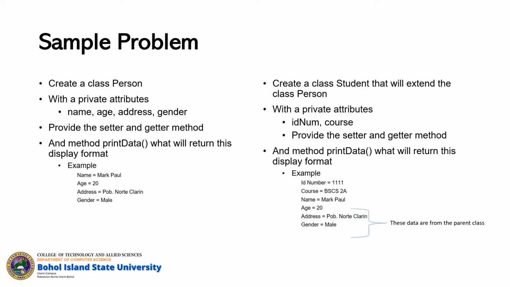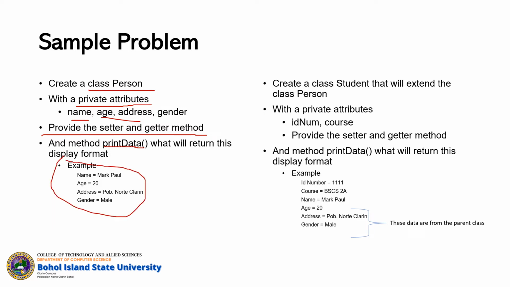Okay, let us just continue our last example, the class person, with some modification. The attributes now are private: age, name, gender, and address. And then provide the getters and setters method, and then an additional method print data following this print output.